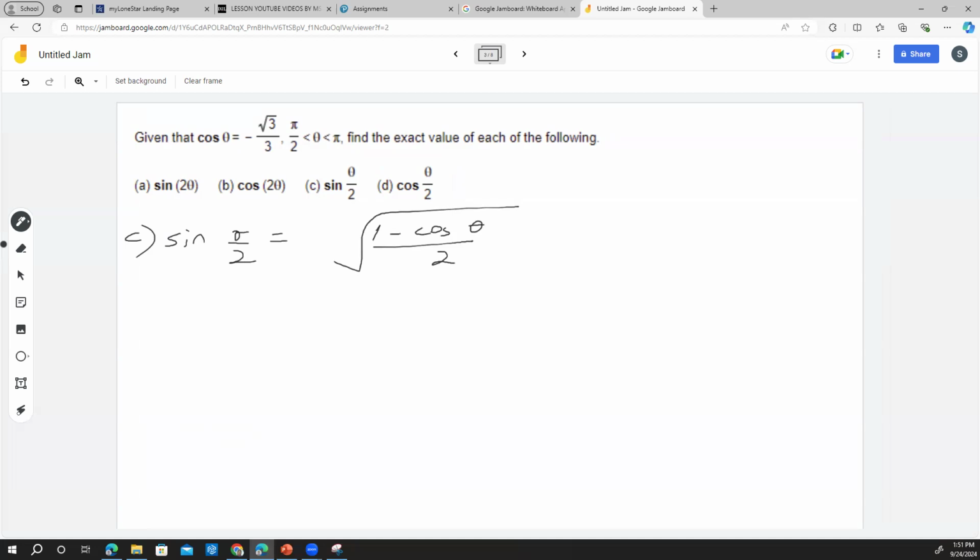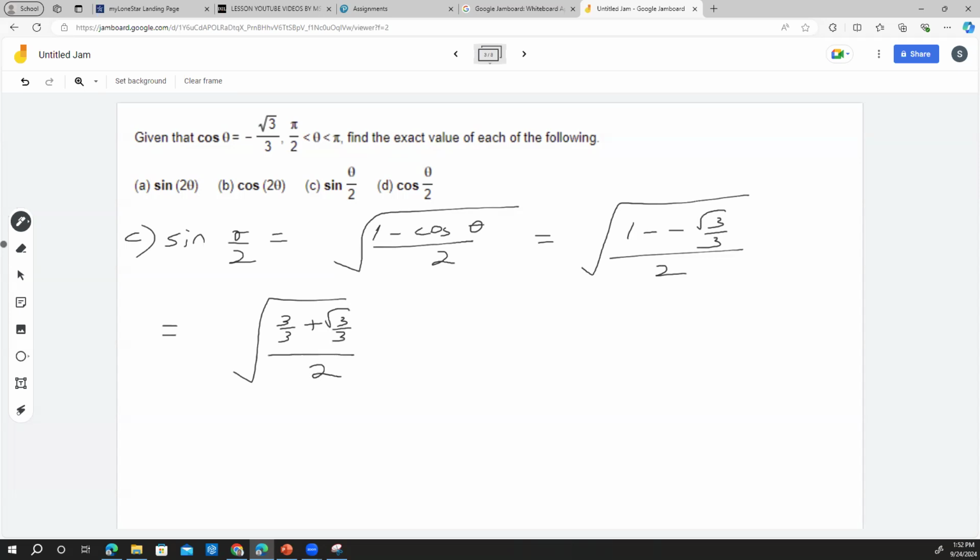Now, since theta is in a second quadrant angle, when you divide the angle by 2, it will generate a first quadrant angle, so the sine value will be positive, so I don't need a negative here. So we're just going to evaluate this radical 1 minus the cosine value, which is given as negative radical 3 over 3, over 2. And then if we keep working here, two negatives will create a positive. So instead of 1, I want to write 3 out of 3 because this is still a 1. And then this changes to a plus, and I get a root 3 over 3 here. And then this whole thing will be divided by 2.